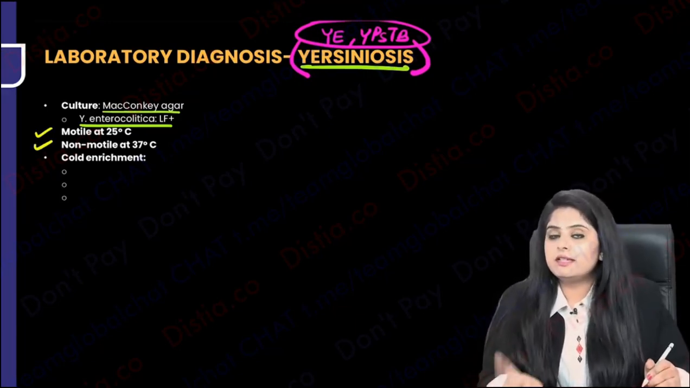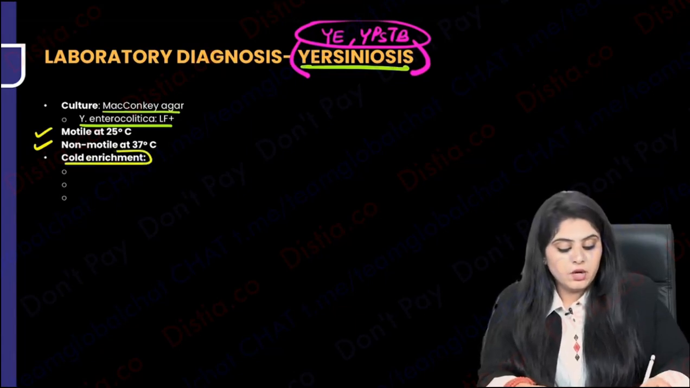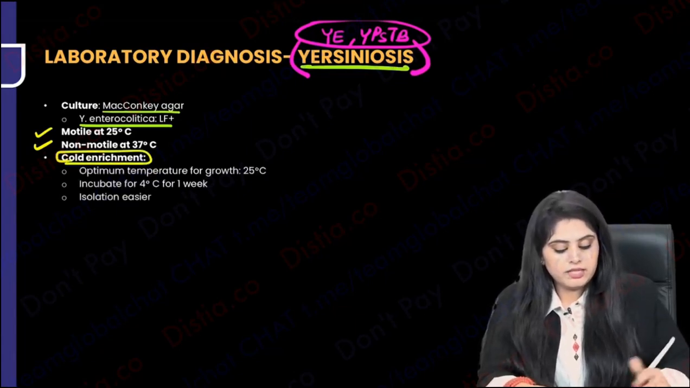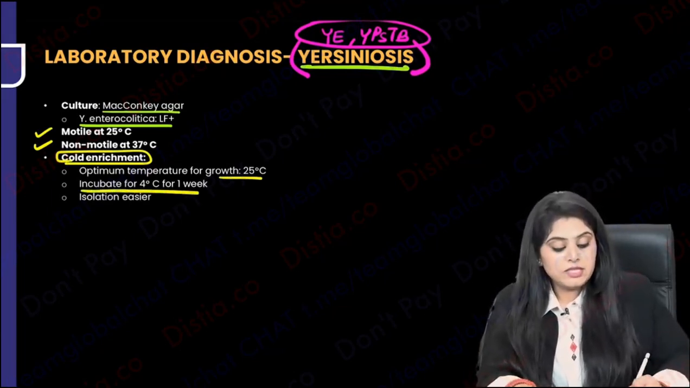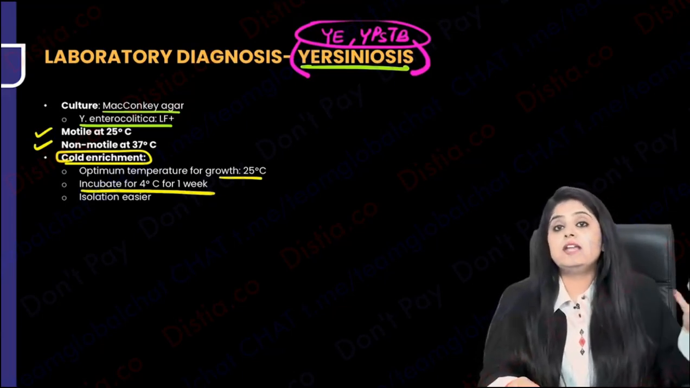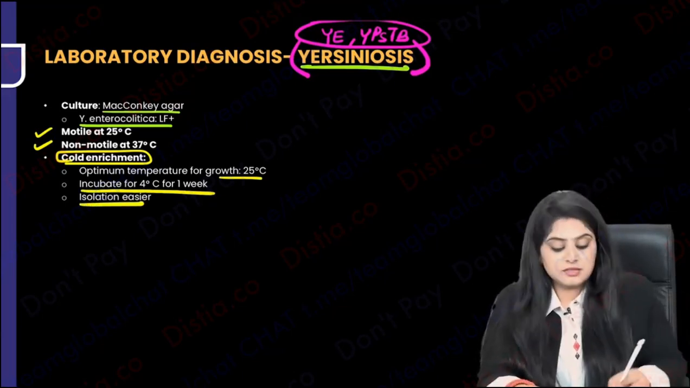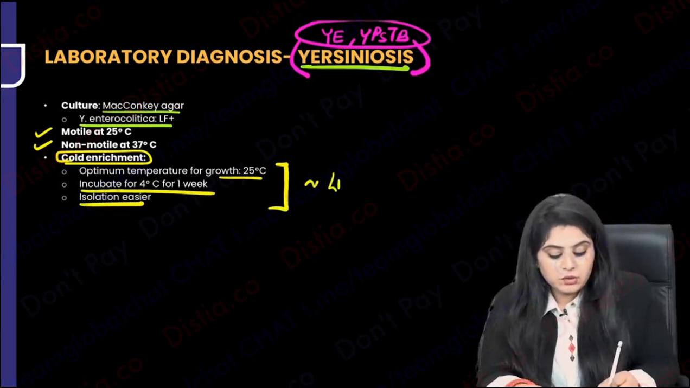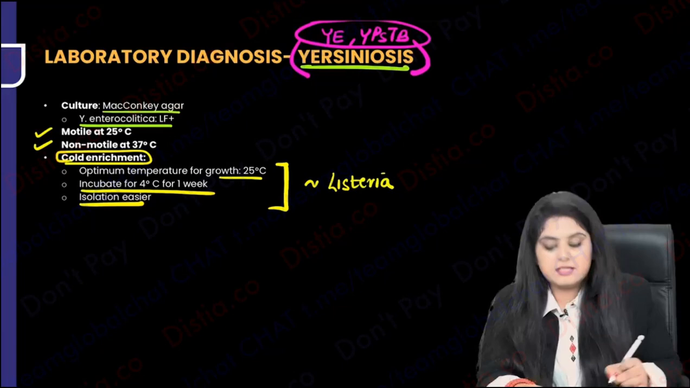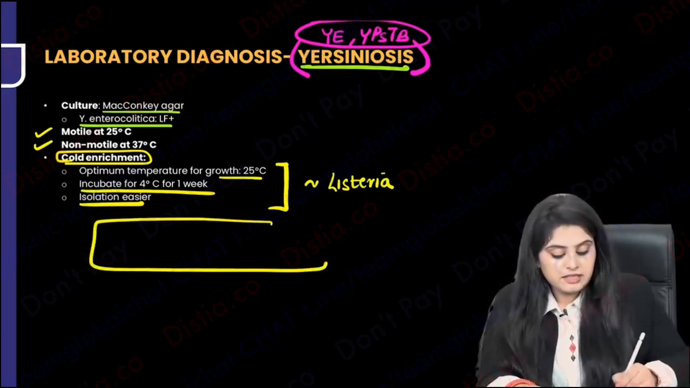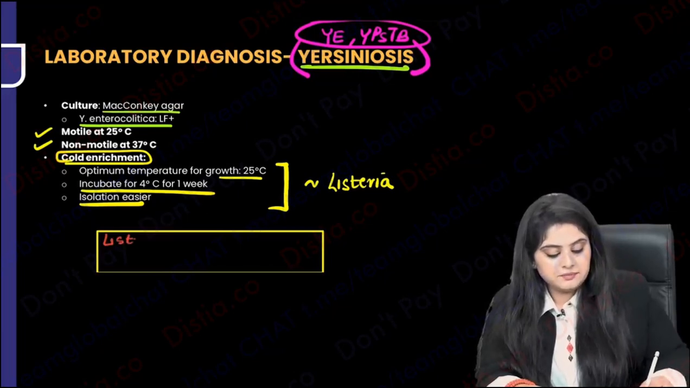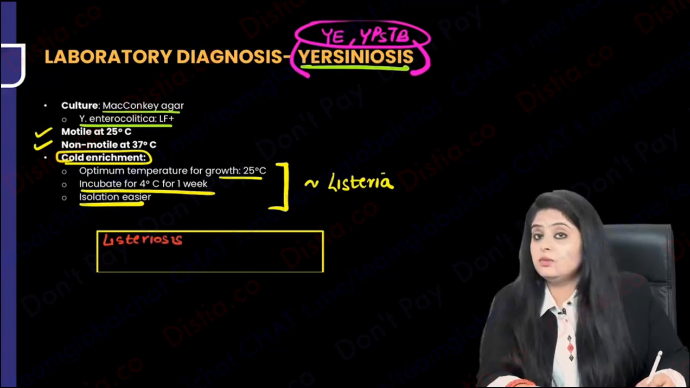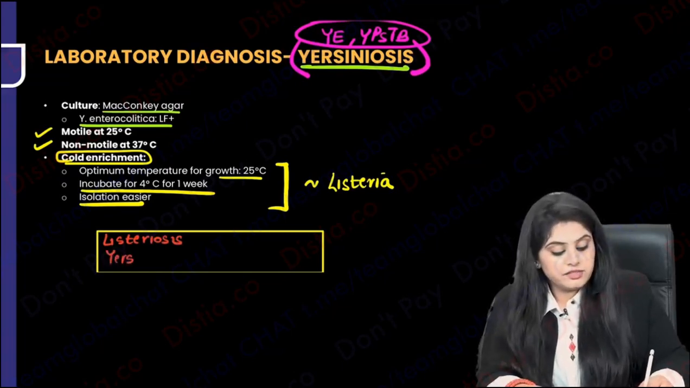The same goes for temperature. This follows something called cold enrichment. Ideally it will grow somewhere around 25 degrees, but if you incubate it at a very cold temperature, it will get enriched and start growing more easily. The same phenomenon was also seen in Listeria. So you can see there are a lot of similarities between Listeriosis and Yersiniosis. That becomes rhyming for us.